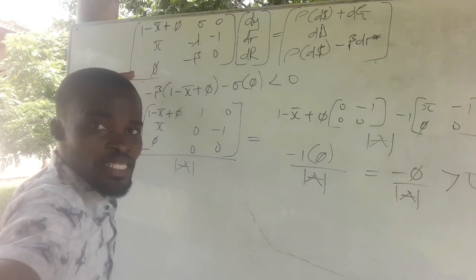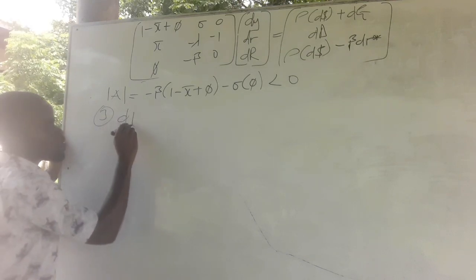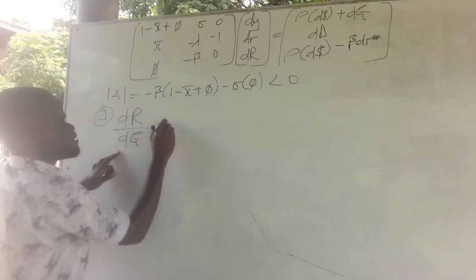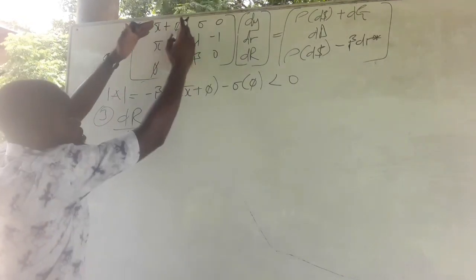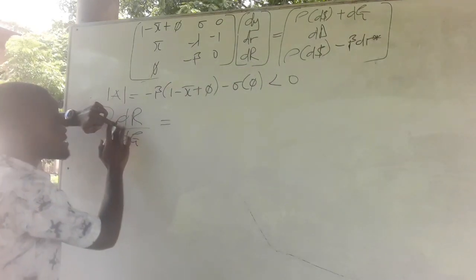Now let's start with it and see. So our last thing, the third thing, is for us to find the R over the G, which is the fiscal policy. Now, as we have done earlier, you clear the third column, which belongs to the R, because our interest here is the R.